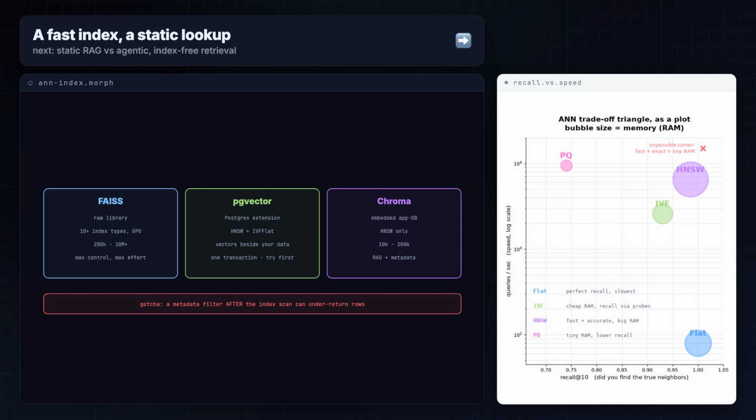So now you can build a fast index and a static top-K lookup, but the fastest-moving coding agents are quietly abandoning that lookup entirely and just searching the repo live like a human would. Next, static RAG versus agentic retrieval, the central harness choice.